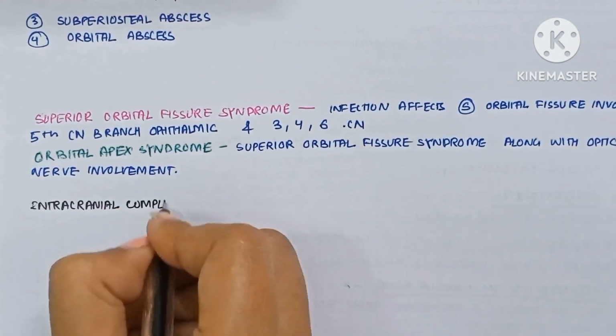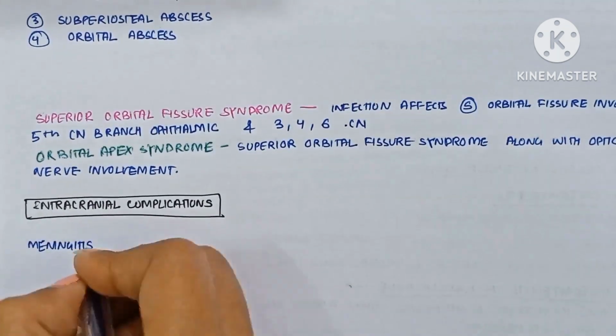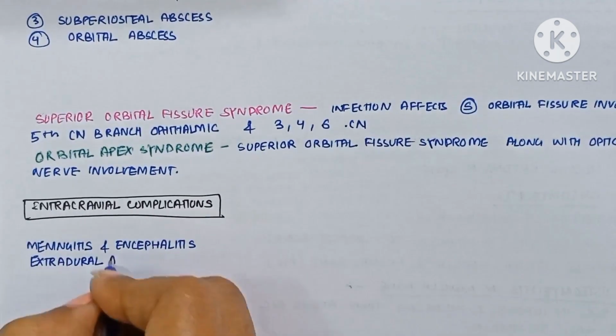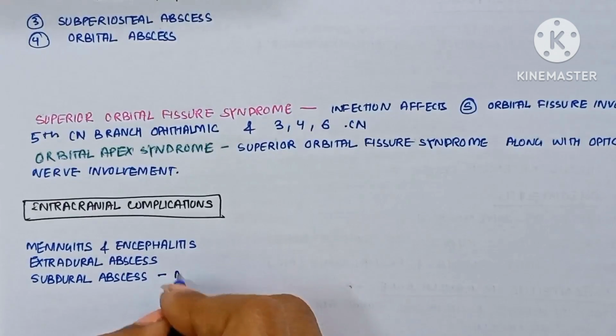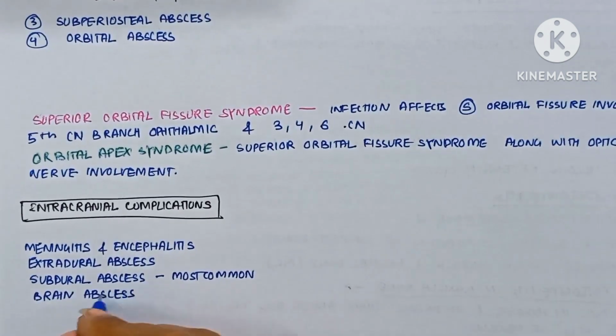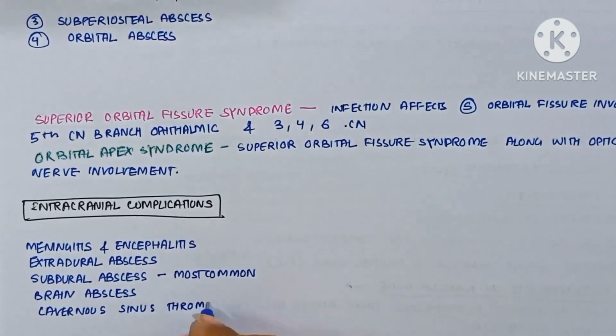Now the intracranial complications. Meningitis and encephalitis, extradural abscess, subdural abscess, which is most common, brain abscess, and cavernous sinus thrombosis.